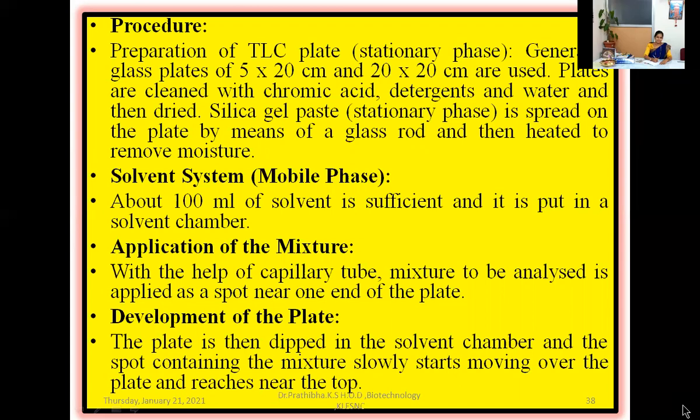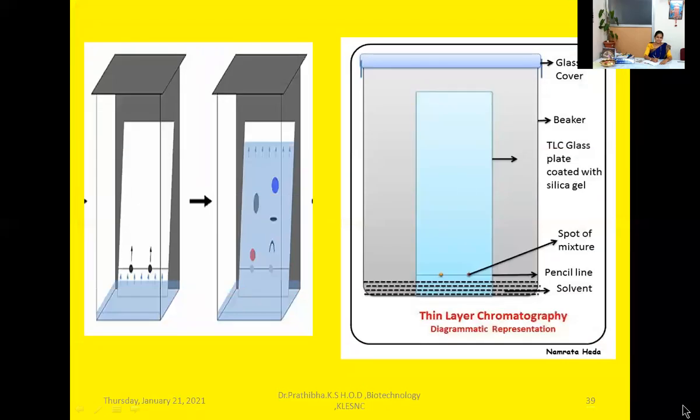After spotting, the plate is dipped in the solvent chamber and the spot containing the mixture slowly starts moving over the plate and reaches near the top. Then you need to make a note of that and stop the reaction. So you can make out here, this is the container.